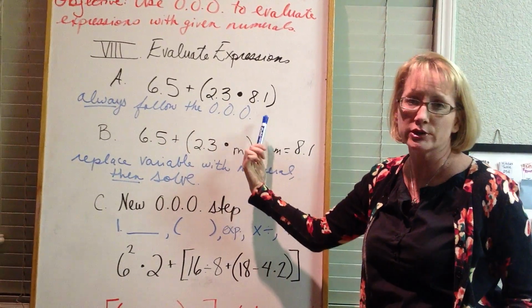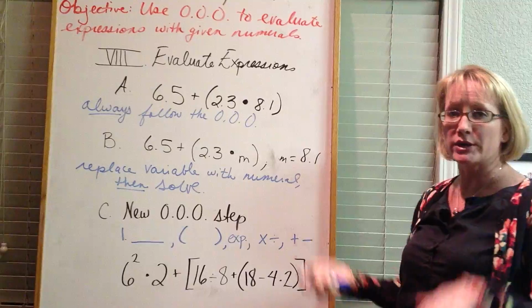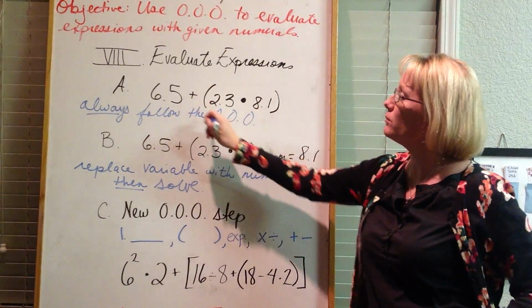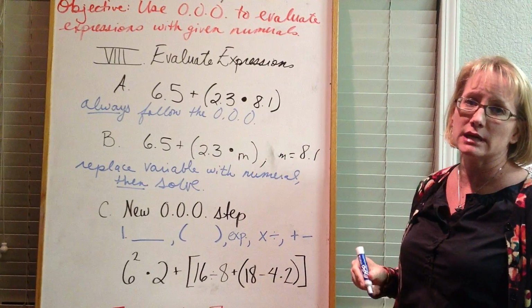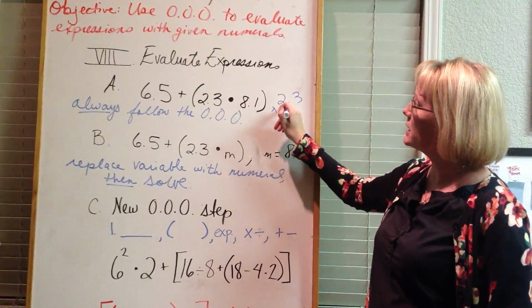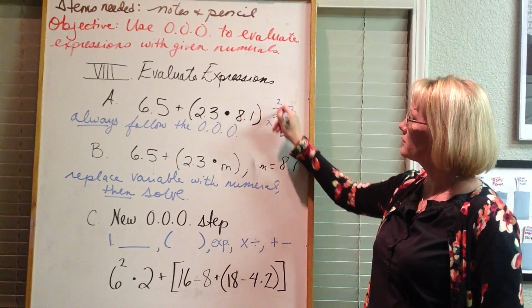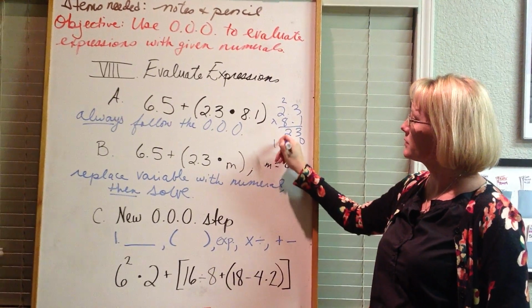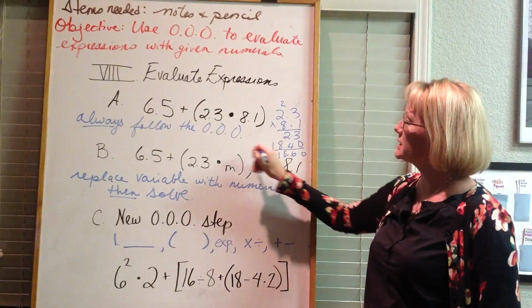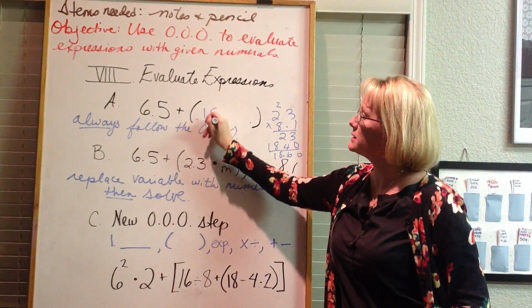What should we do first? Should we add first, multiply first? Well, according to the order of operations, we do everything inside the parentheses first. So the first thing we would do is multiply 2 3/10 times 8 1/10. So let's do that. Add all that together, we get 18 6/10. Now, that's right here, 18 6/10.